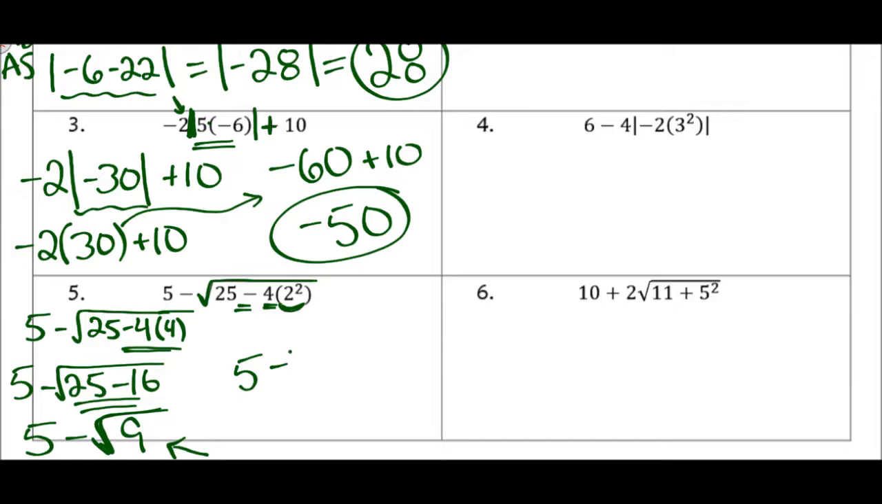This gives me 5 minus 3. This just changed into a 3. I'm keeping that as subtraction. So it's 5 minus 3. That gives me a positive 2.